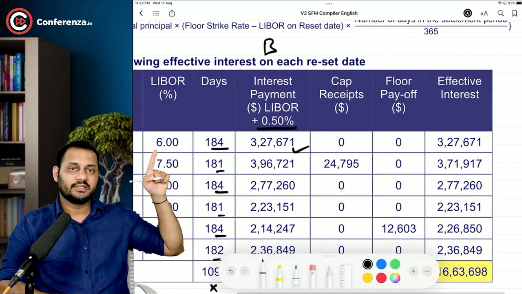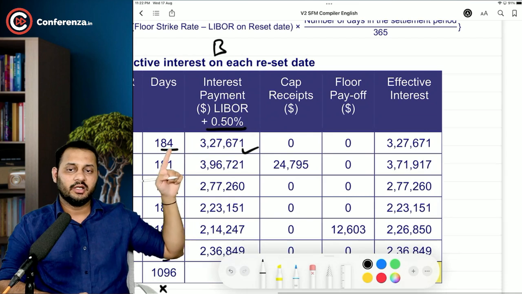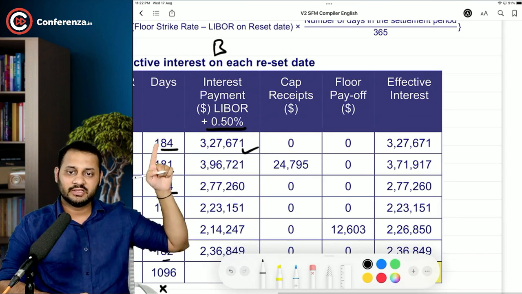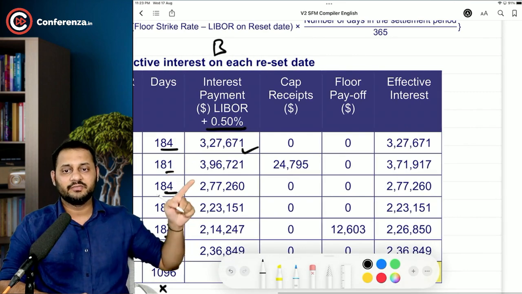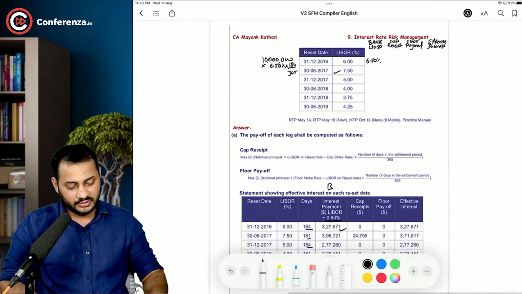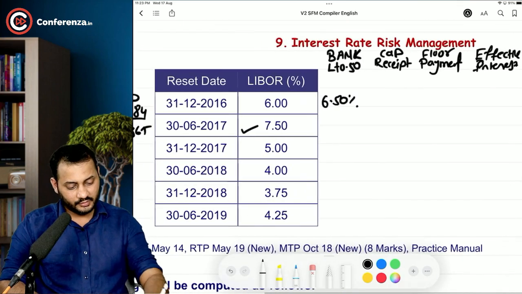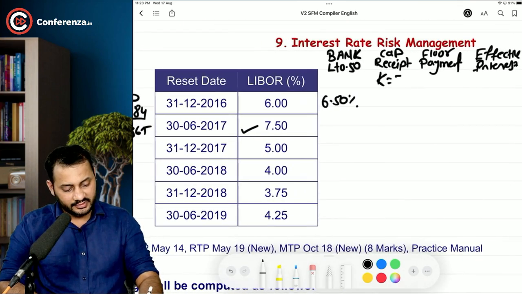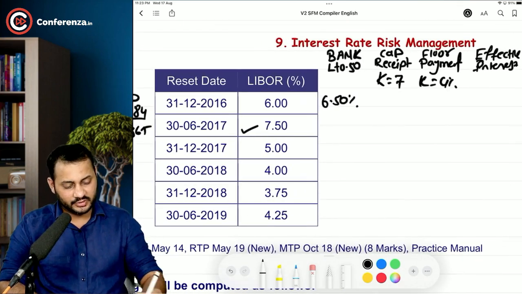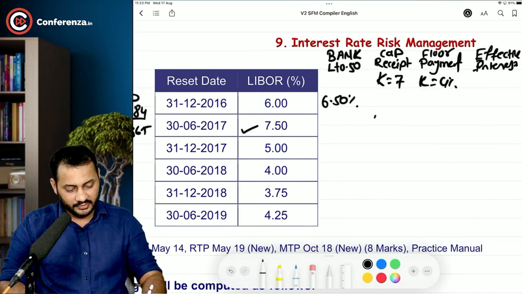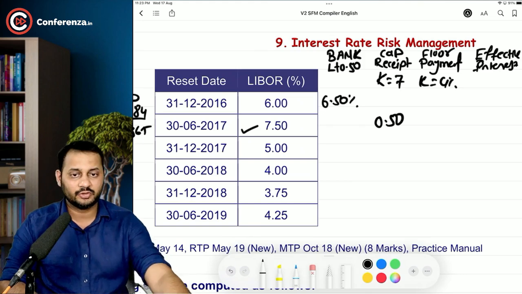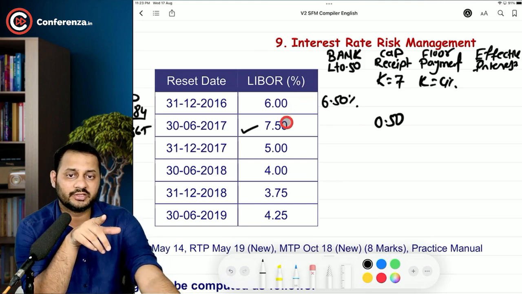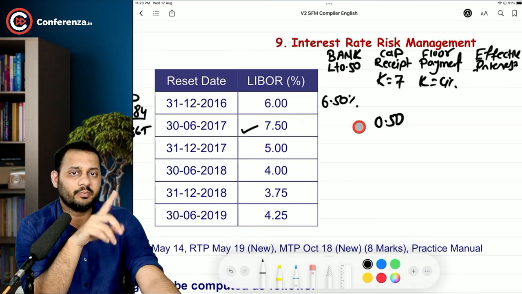Don't calculate 6%, it's 6.5% into 184 divided by 365. In a similar way, you are going to calculate for all the reset periods the interest which is payable to the bank. Now comes the main part. Cap receipt: the strike rate is 7% here, the strike rate is 4% here, and the only receipt will be at this particular point. How much? 0.5%, because the LIBOR has gone only 0.5% beyond 7. So 0.5% will be the receipt.